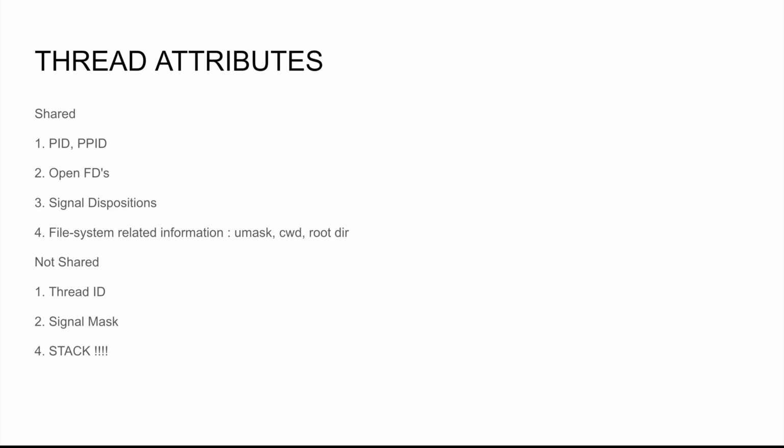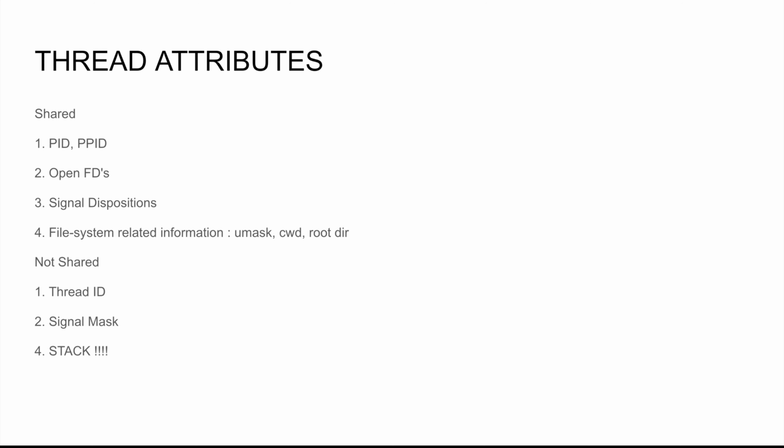A few attributes that are not shared are thread ID, signal mask, and most importantly, the stack section. Thread ID is an identifier to be able to identify the thread. Signal mask is the mask that specifies what all signals are blocked in a particular thread. And as we have already seen, each thread would have its own stack section. The heap, data section, the text section, shared libraries, everything else is shared.